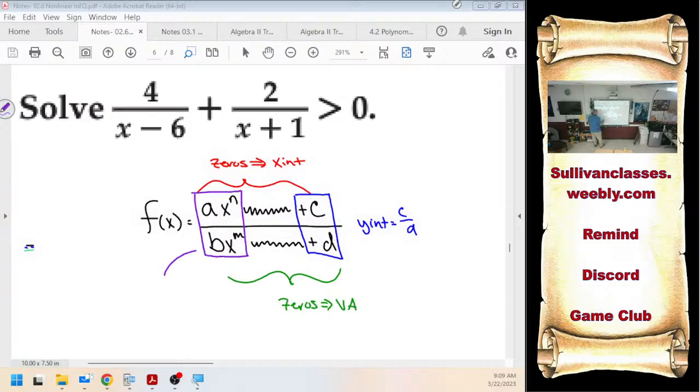Remember, if n is less than m, y equals 0. If n equals m, y equals a over b. If n is greater than m, divide, ignore remainder. Okay?